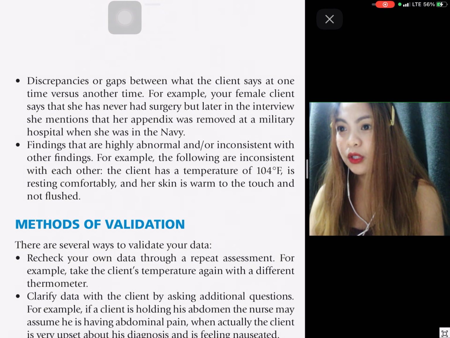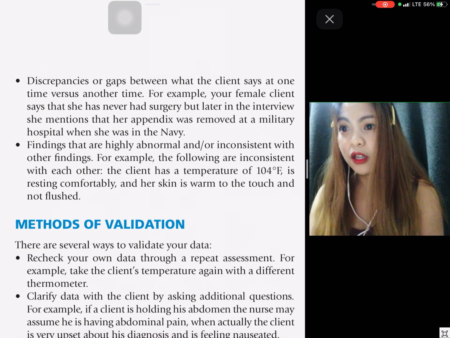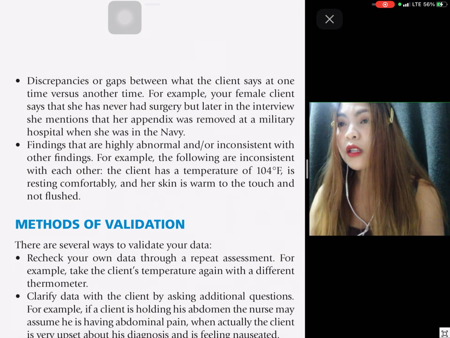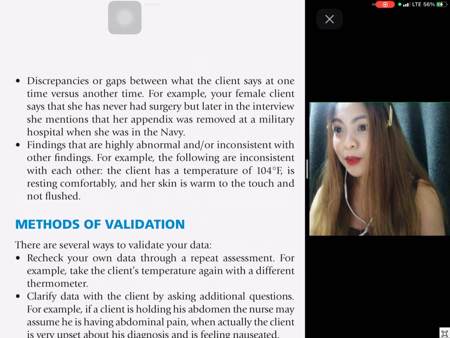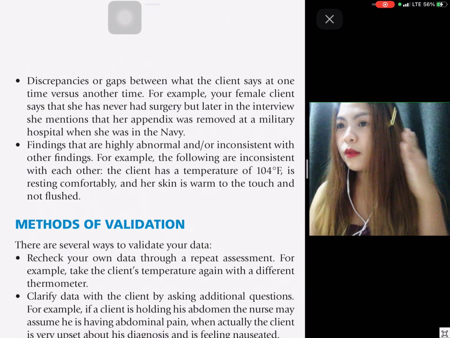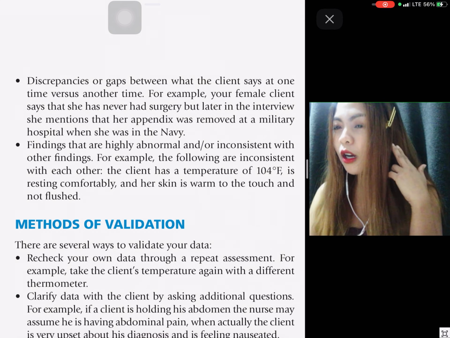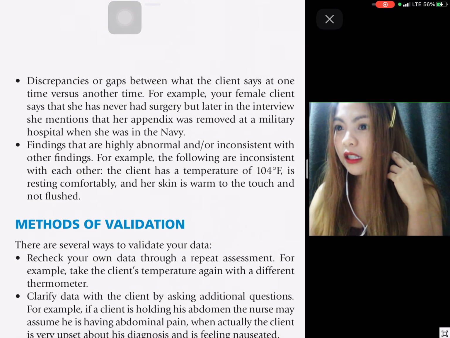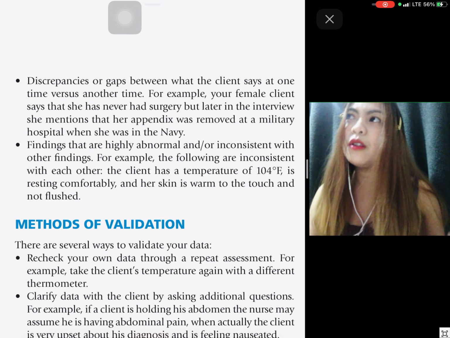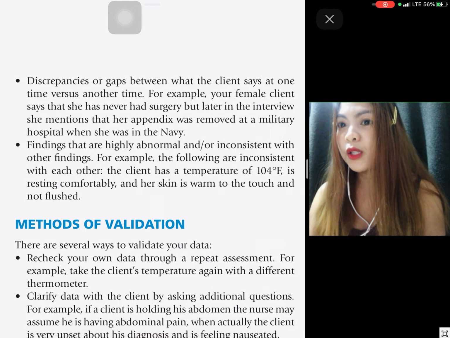Findings that are highly abnormal or inconsistent with other findings. So, for example, the following are consistent with each other: the client has a temperature of 104 degrees Fahrenheit, is resting comfortably, and her skin is warm to touch and not flushed. So, minsan may problema yung mga baterya ng mga machine, like the thermoscan itself. Minsan may thermoscan ako dati, lahat ng kuha niya puro 38 degrees Celsius, which is not correct. Kailangan mo kumuha ng another thermoscan at i-repeat yun. So, ganun yung pwede mong gawin para at least to make sure na tama yung data na nag-gather mo.